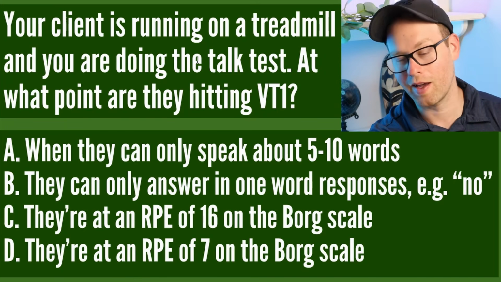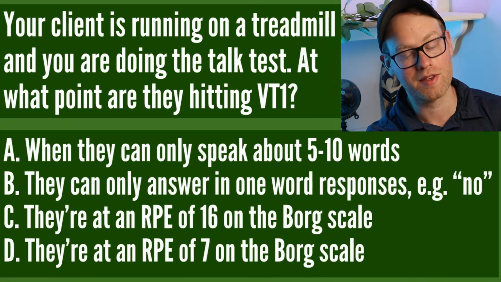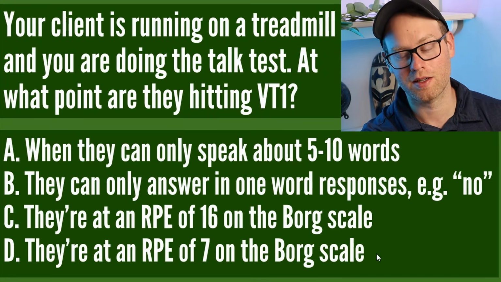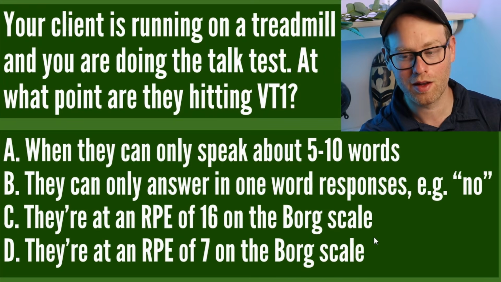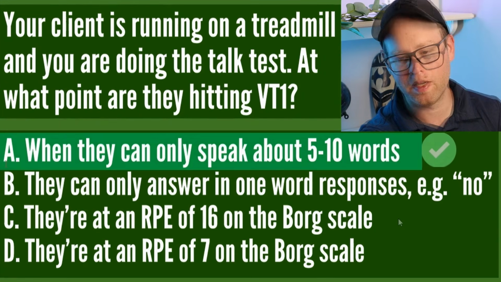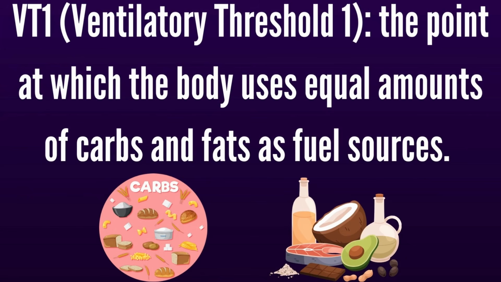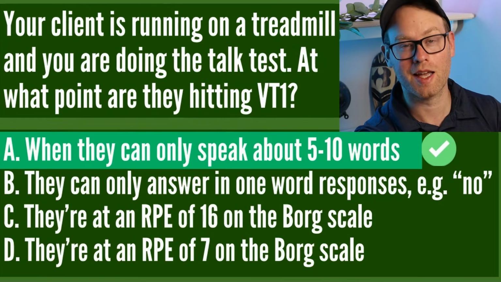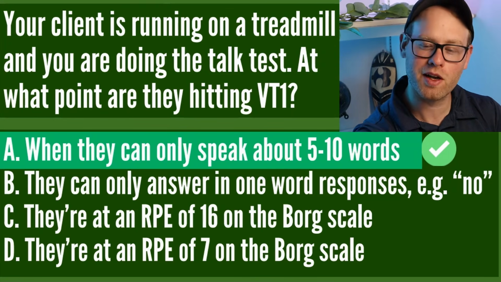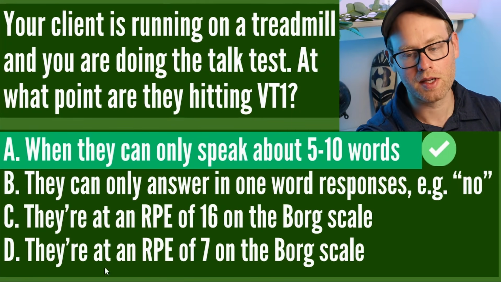So you're talking with your client, doing the talk test as they're running on a treadmill. At what point are they hitting VT1? And this is one of those questions that does just require some memorization on your part. That being said, there are some answers here that we can pretty much rule out right away. So the best answer here is A, when they can only speak 5 to 10 words. So ventilatory threshold 1 is the point at which the body uses an equal mixture of carbohydrates and fats as fuel sources. When running on a treadmill, you know a client is at that point, or VT1, when talking first becomes difficult.